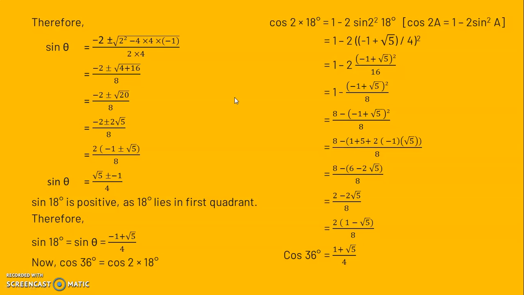So let's apply this in the left hand side. What is the left hand side? It is 1 by 2 into cos square 36 degrees minus 1 by 4 into cos 36 degrees. In terms of cos 36 degrees, we are applying the value (root 5 plus 1) by 4. Now let's expand this square term.